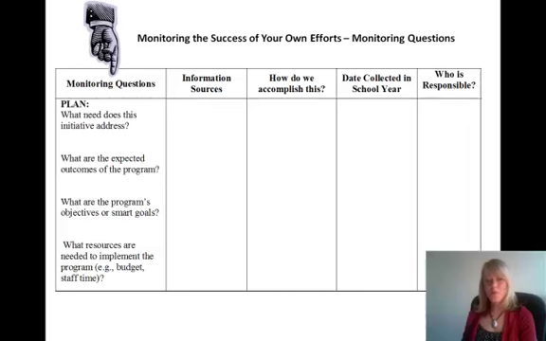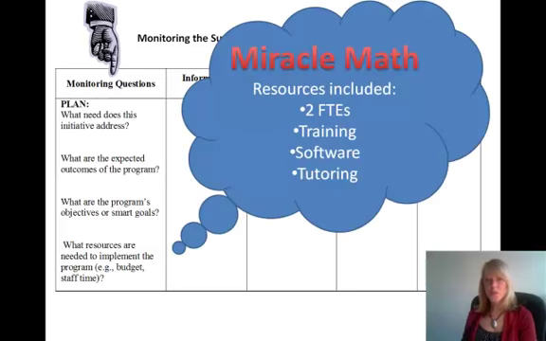Okay, let's go back to our model. Finally, we need to think about resources. So with our Miracle Math example, the resources that were needed were 2 FTEs, or full-time equivalents, training, software, and tutoring. So you need to consider your resources, whether your resources are feasible.